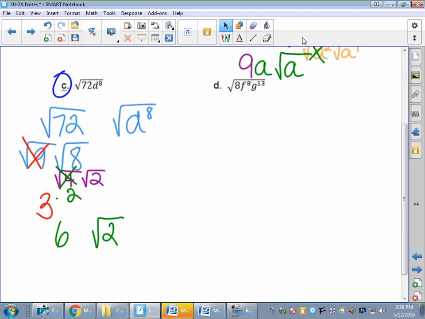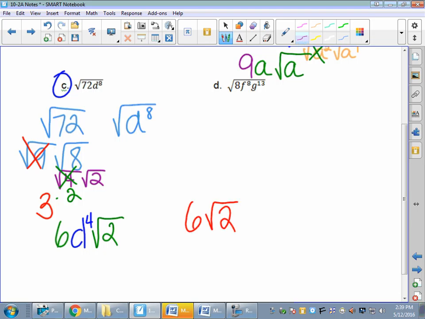So is d to the 8th a perfect square? It is, isn't it? What could you times by itself that would give you d to the 8th power? d to the 4th times d to the 4th. So we know the square root is d to the 4th. So my final answer for C is 6d to the 4th times the square root of 2. Just a quick thing, I don't write it like this because sometimes it does get confusing what's underneath the square root and what isn't. So I'm going to stick to writing it like that.